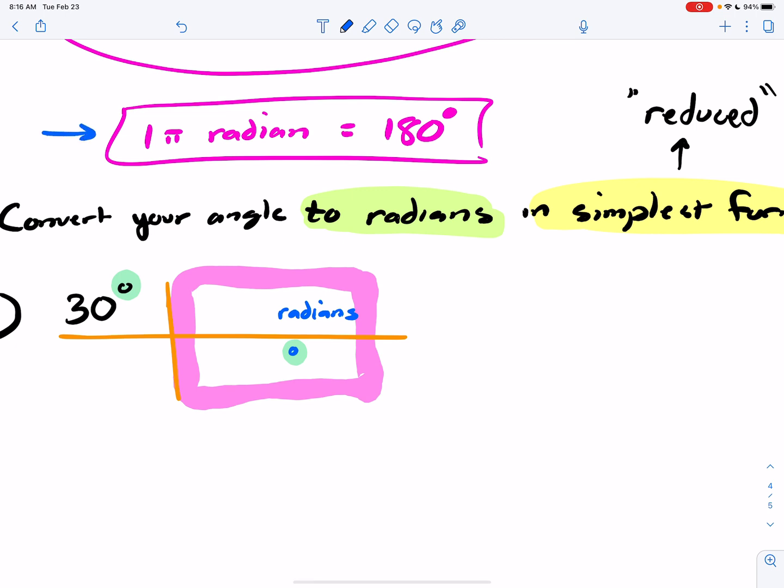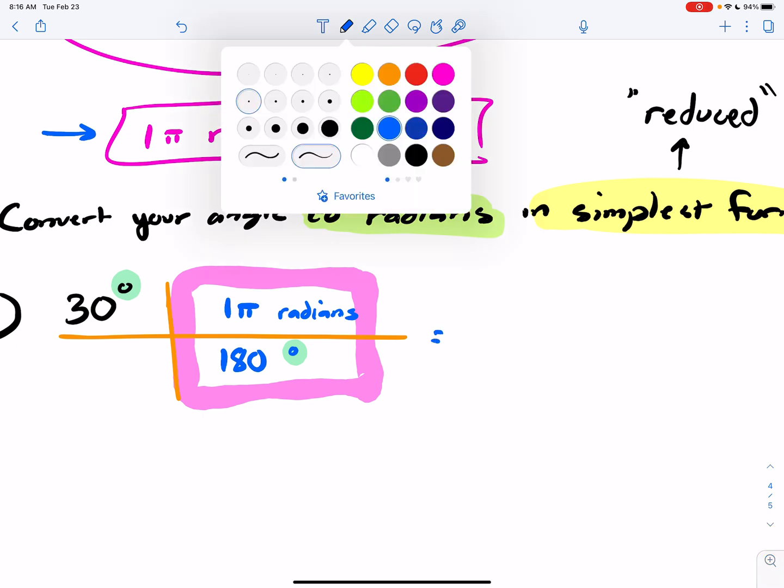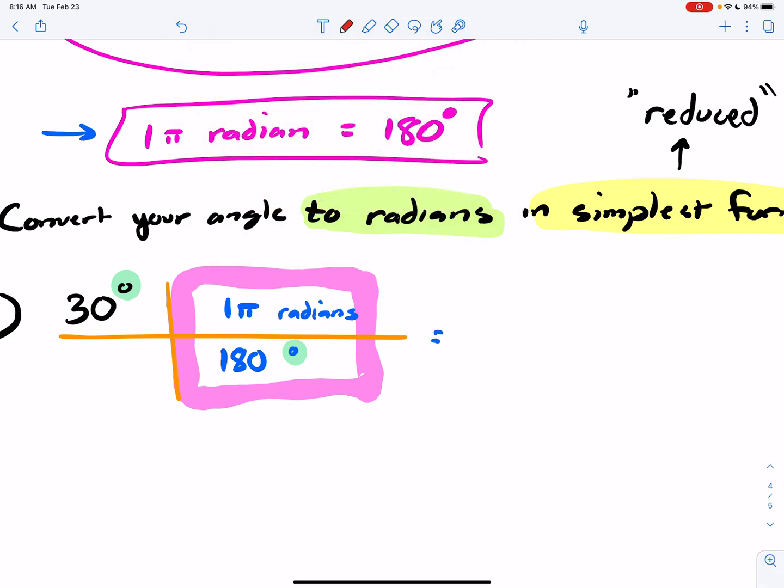So right here, we know that 1 pi radian is the same thing as 180 degrees, okay? I wouldn't put 180 at the top because 180 radians is not the same thing as pi degrees, right? Okay, so here's what happens. Because we put the degrees diagonal to each other, one on the top and one on the bottom, that allows that unit to reduce out.